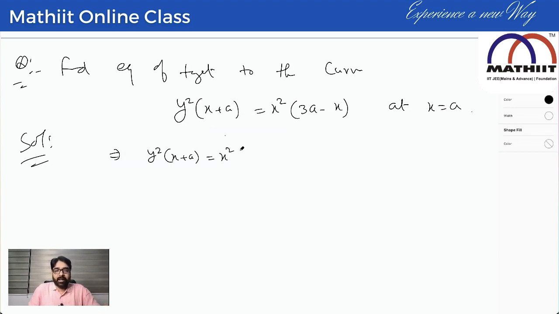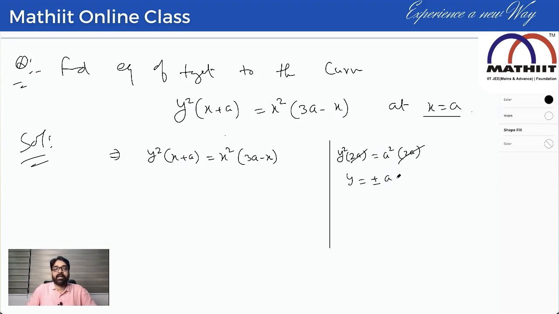Should I get y value from here? No, I never said to get the y value. You have to just get equation of curve. It's given. Now, point of tangency is not fully given. I need y coordinate. X coordinate is given. So, to get y coordinate, I will put x equal to a here. So, I'll get y square into 2a is equal to a square into 2a. 2a will get cancelled. y equal to plus minus a.